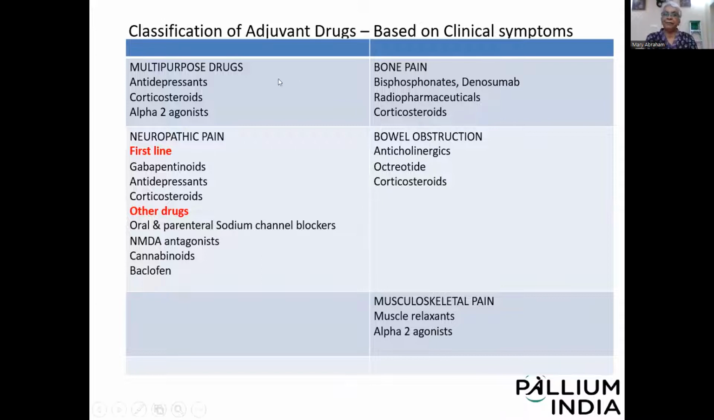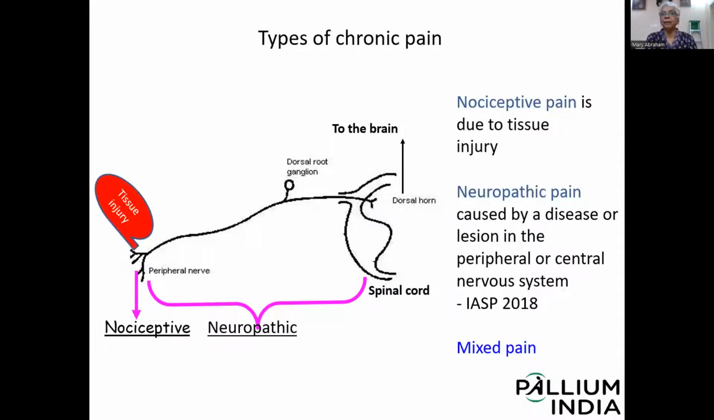So these are the classification of some of these adjuvant drugs. You have multi-purpose drugs like antidepressants, corticosteroids, alpha-2 agonists. You have drugs for neuropathic pain. You have drugs for bone pain. You have drugs for bowel obstruction, and you have drugs for musculoskeletal pain. So these can be combined with your step 1, step 2, and step 3 analgesic drugs, depending on what the patient has.